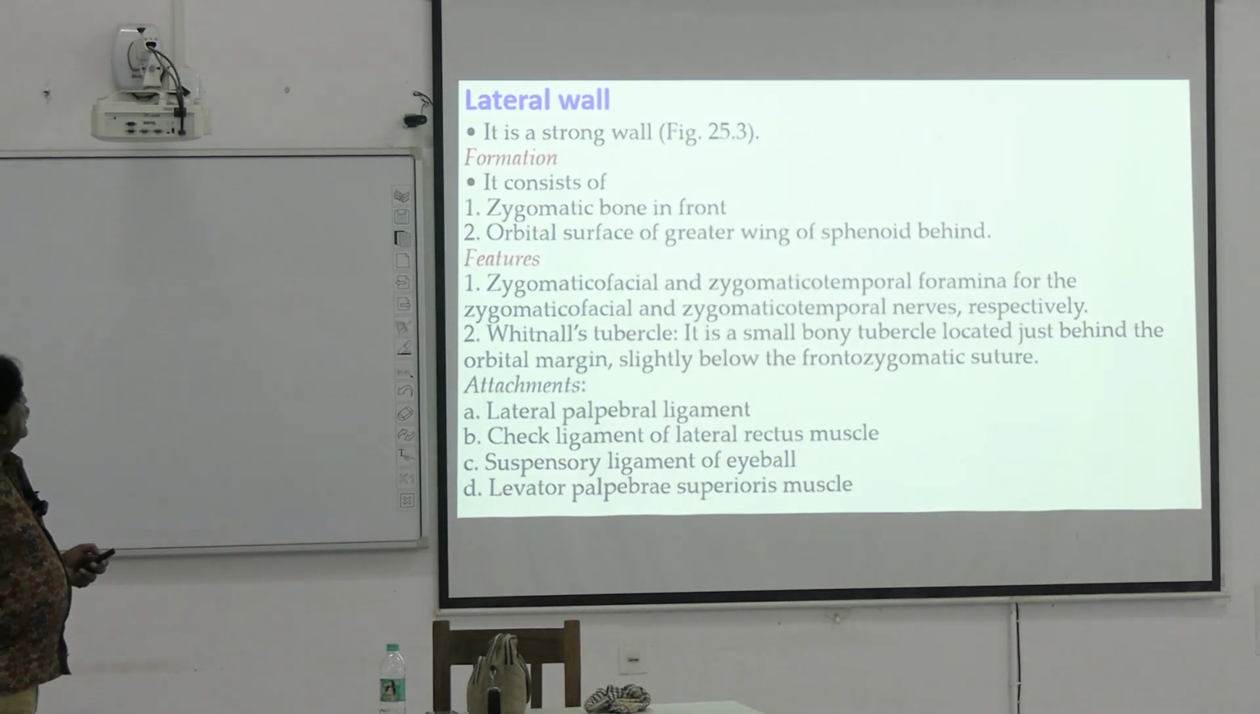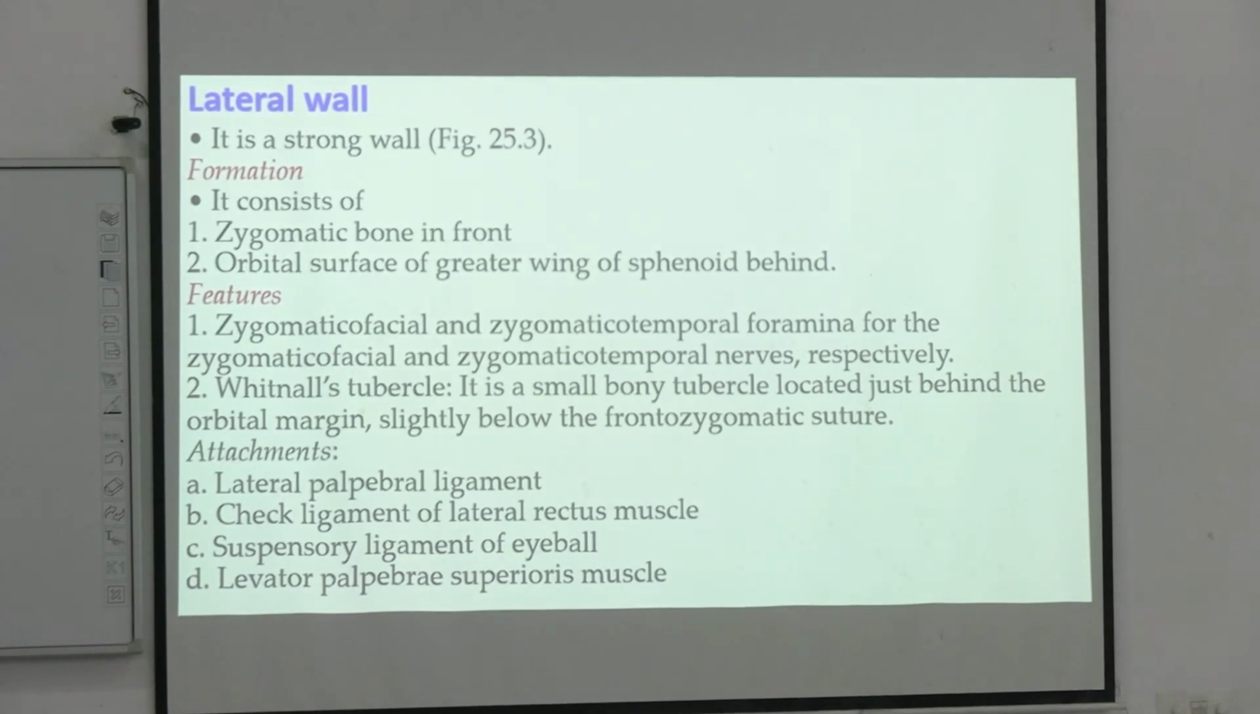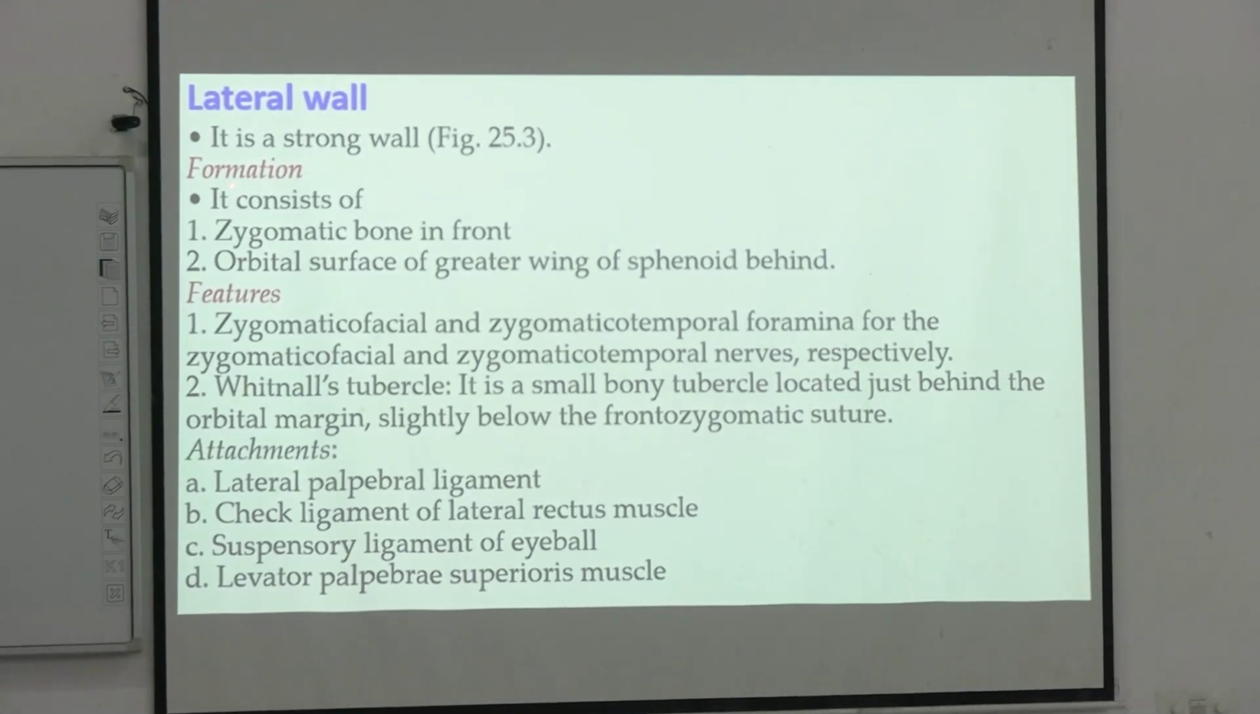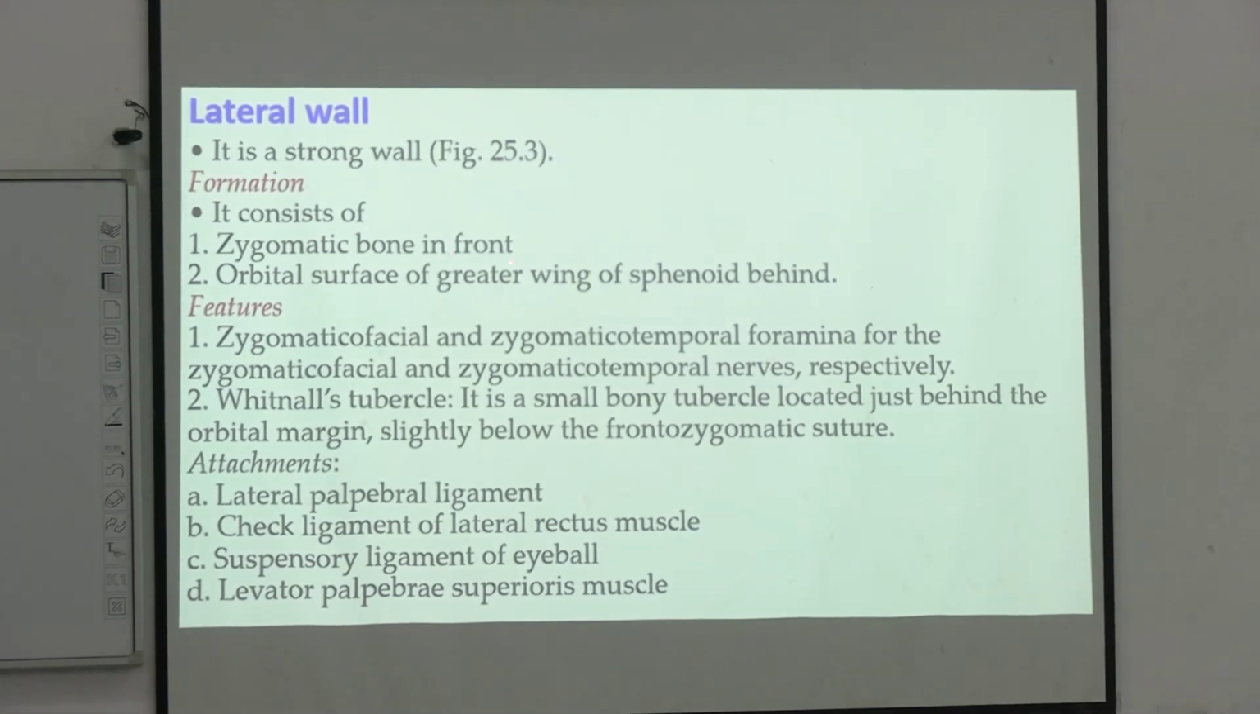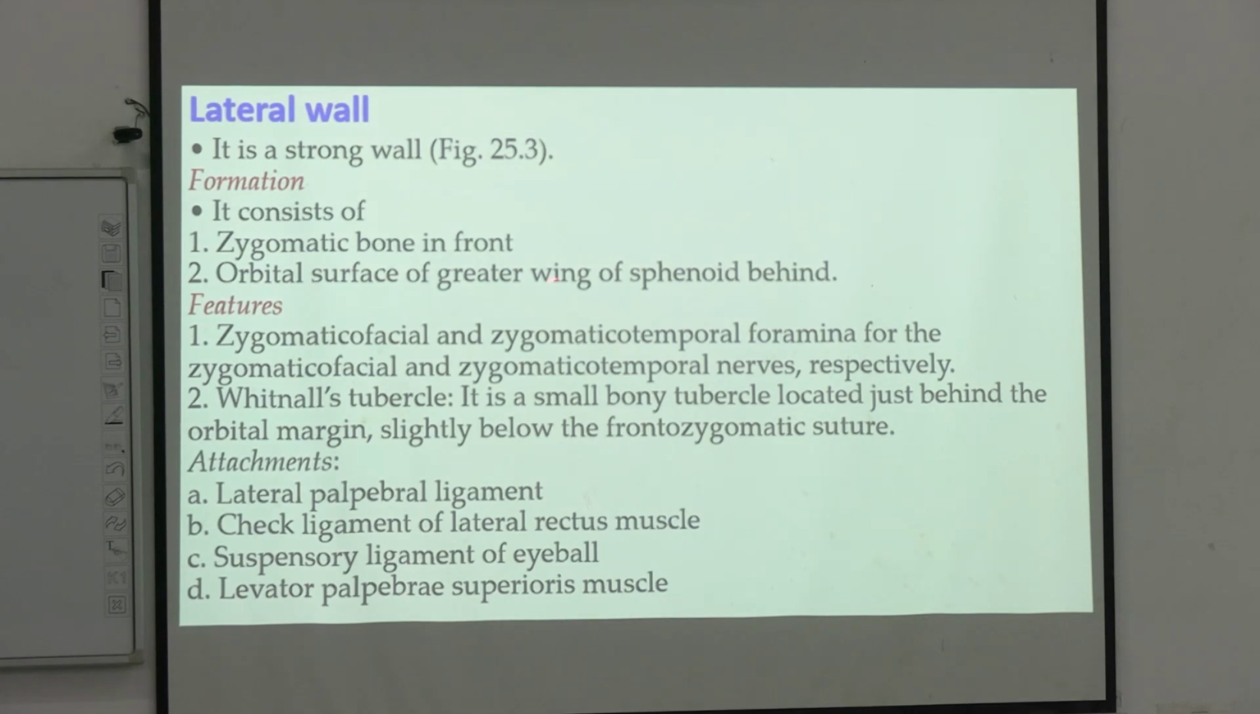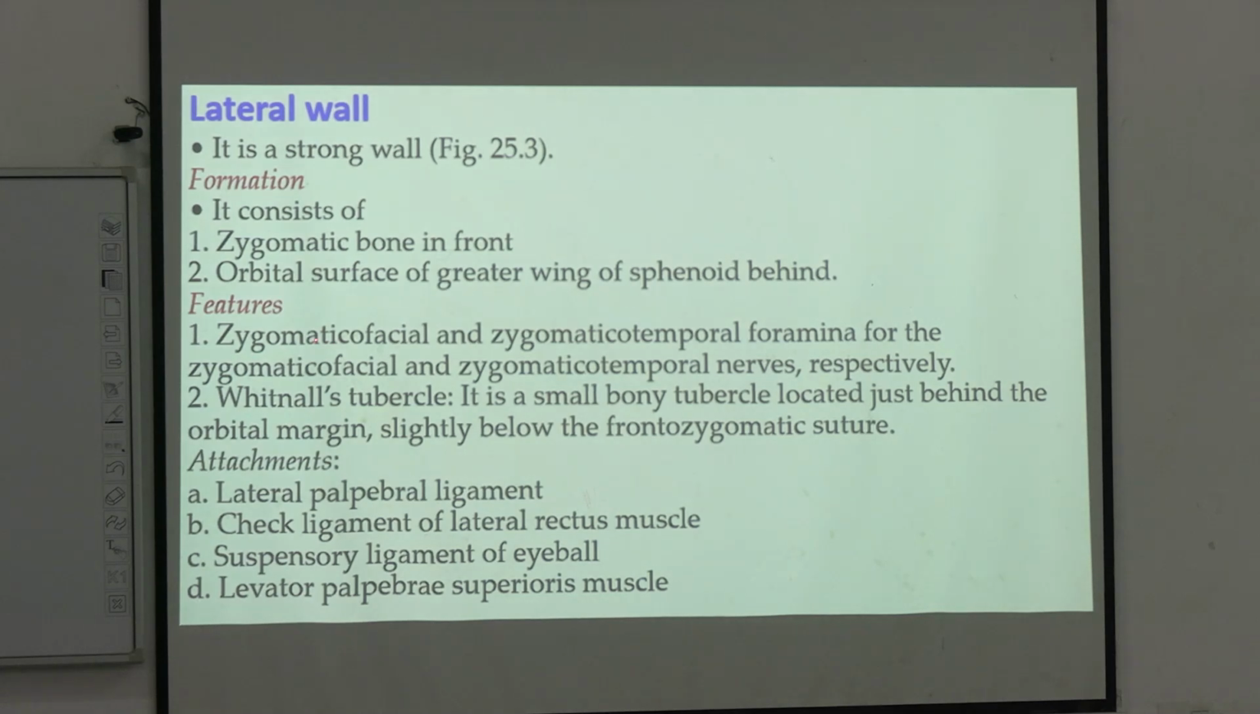Now, the lateral wall. It's a strong wall, consisting of the zygomatic bone in front and the orbital surface of the greater wing of sphenoid. The orbital surface of the greater wing of sphenoid features zygomaticofacial and zygomaticotemporal foramina for the zygomaticofacial and zygomaticotemporal nerves, respectively.